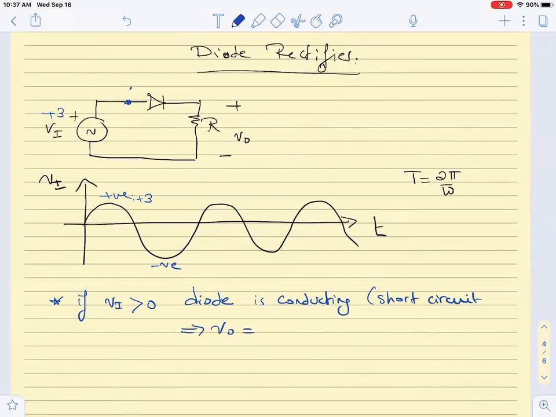Since it became a short in this case, what is V out in terms of Vn? It will be equal to Vn. It's equal to Vn. Okay, so in this whole section where Vn is positive, V out is what? It follows it, right? Great. Is this clear? Does anyone have a question about it?